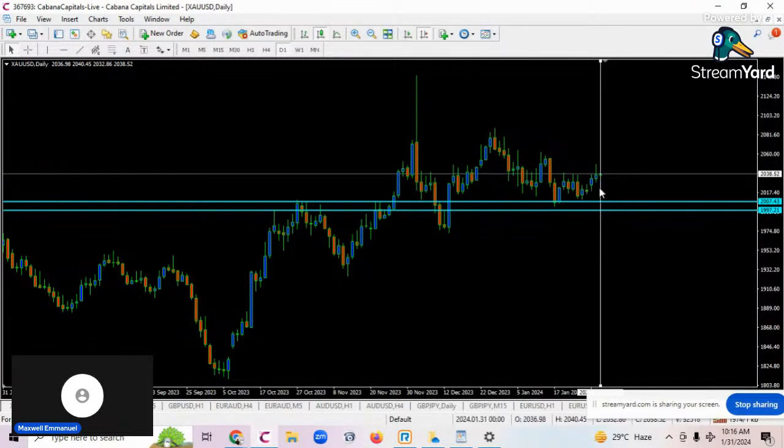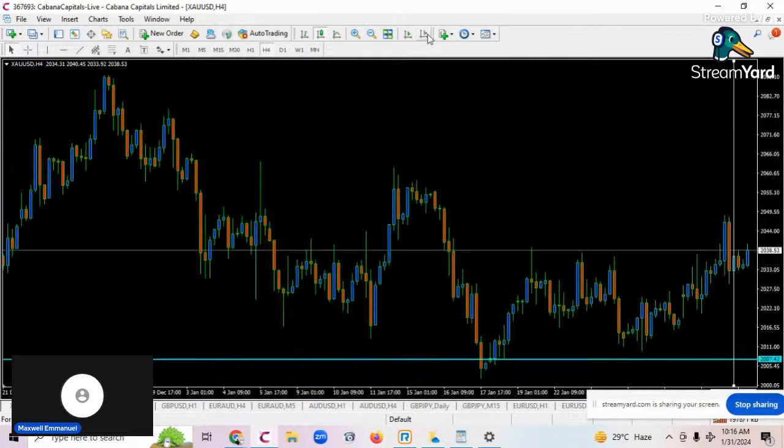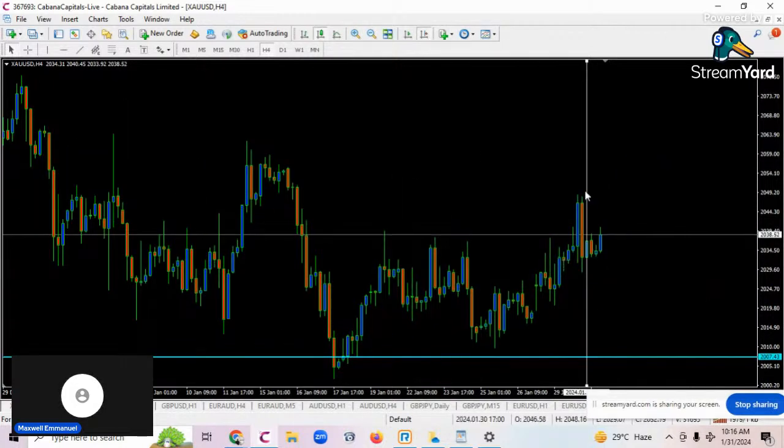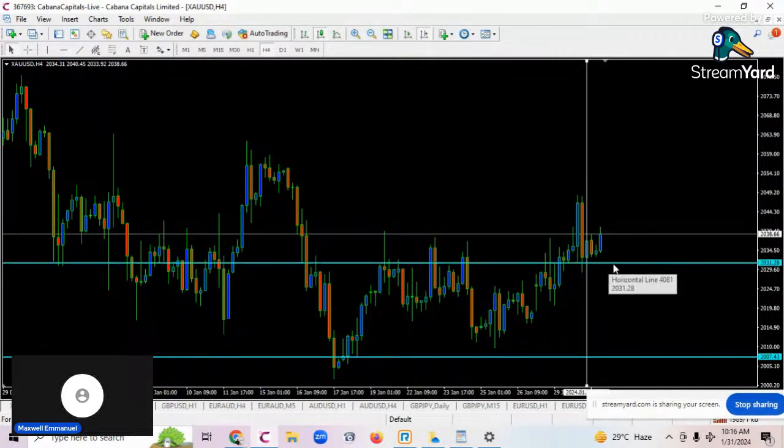So let's go down to 4 hour. After the close of the daily candle yesterday, what do we have on 4 hour? We had a bullish candle and the next candle closed bearish, right? But it didn't close below the low of that bullish candle. If it had closed below the low of that bullish candle, we could have expected more bearish move on gold.